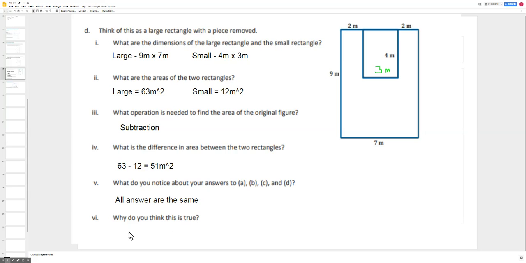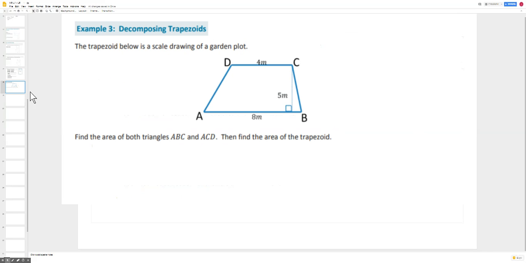So write a little statement in here. If you need to, pause the video and write a little statement about why you think this is true. Why are all of these answers exactly the same? I said pause the video if you need to. When we come back, we're going to move on to our last piece. The last piece is we're going to talk about this shape called a trapezoid.